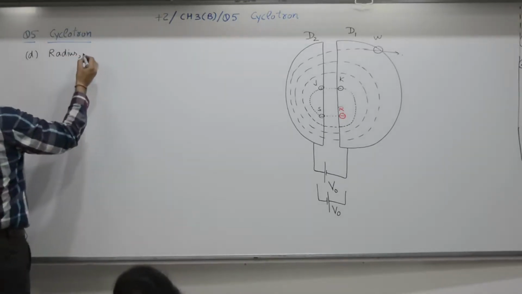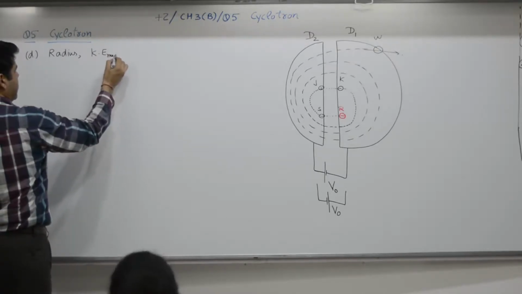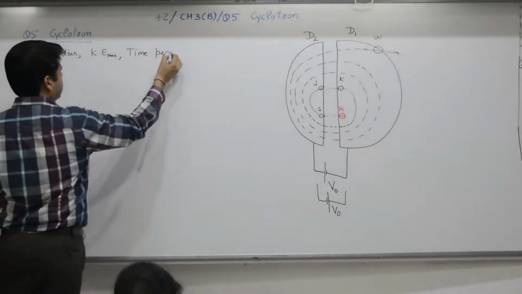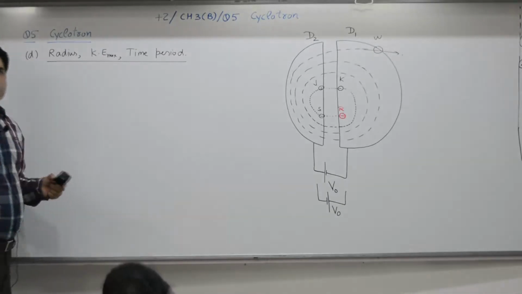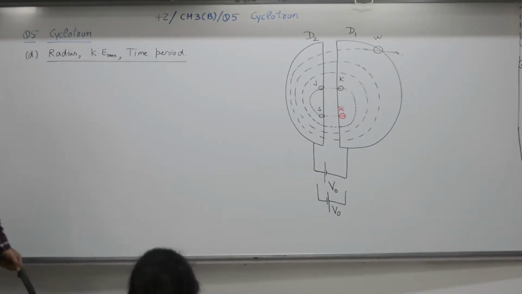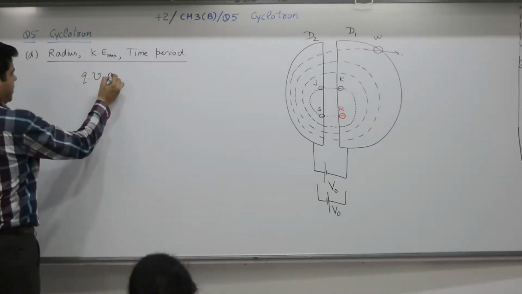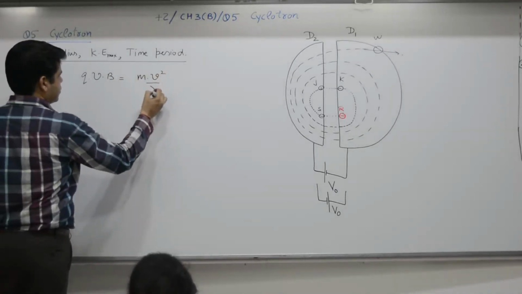Radius of the circle, maximum possible kinetic energy, and time period. These are the issues. What causes particle to move in a circular motion? Magnetic force QVB provides necessary centripetal force.